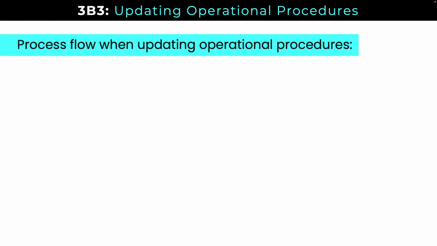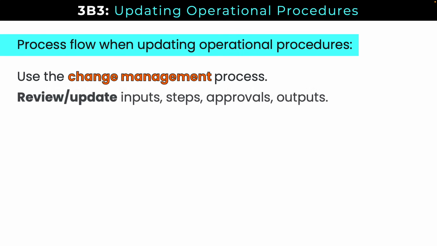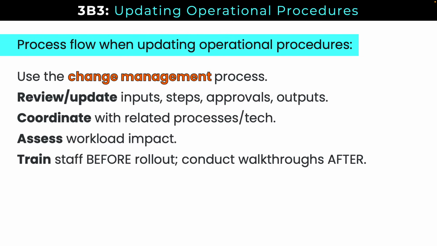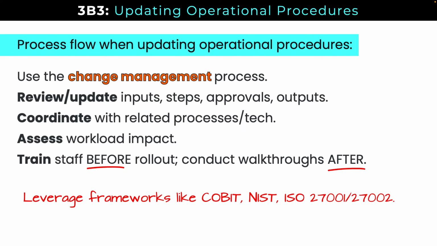So let's talk about the flow for updating our operational procedures. Here, we'd want to use the change management process as well. So we can review and update the inputs, steps, approvals, and output of any procedures, coordinate changes with administrators of any related processes or technology that will be affected, assess the workload impact, train staff before rollout, conduct walkthroughs with the staff after the rollout, and leverage frameworks like COBIT, NIST, ISO 27001 to guide our organization in creating a structured process for updating our operational procedures.